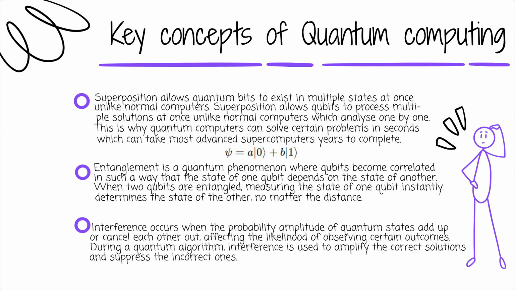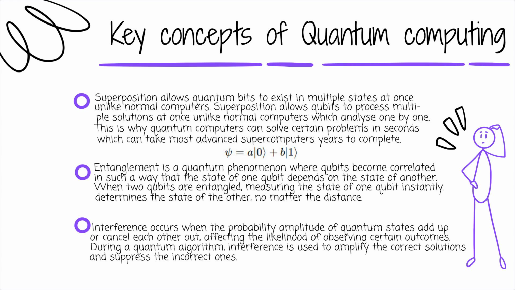Example. Suppose two qubits are entangled in such a way that they are in the state 1 over root 2 times (00 plus 11). If you measure the first qubit and get 0, the second qubit will also be 0. If you measure the first qubit and get 1, the second qubit will also be 1, no matter how far apart. Just a disclaimer: if two qubits are entangled, the state of the system cannot be described independently. You must describe the joint state of both qubits.